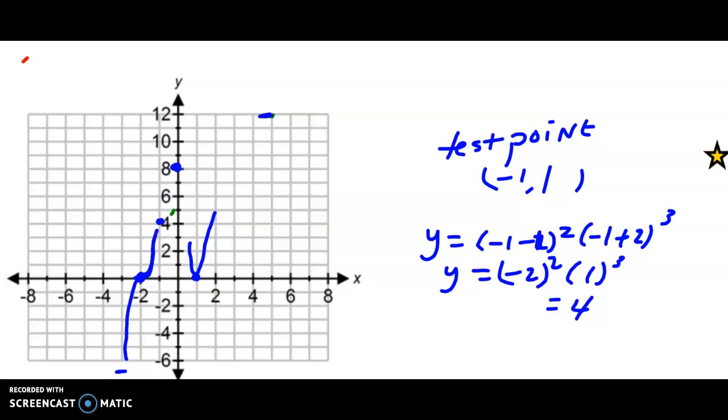So I'm going to continue. I'm going to hit that y-intercept, come back down, hit my graph, bounce at my x-intercept, and continue on up. And that's the graph of the quintic.